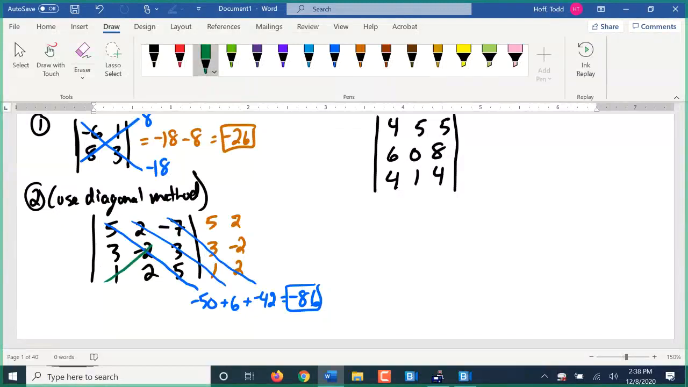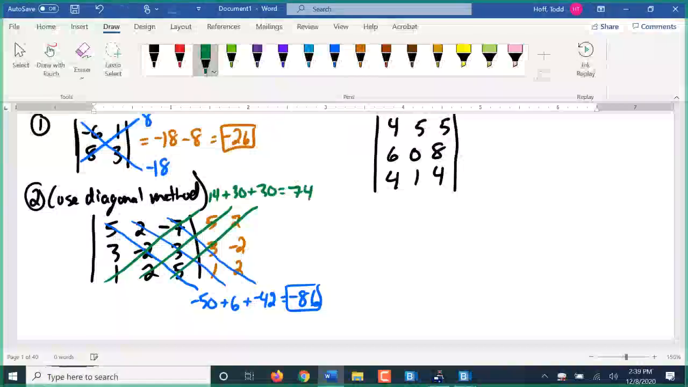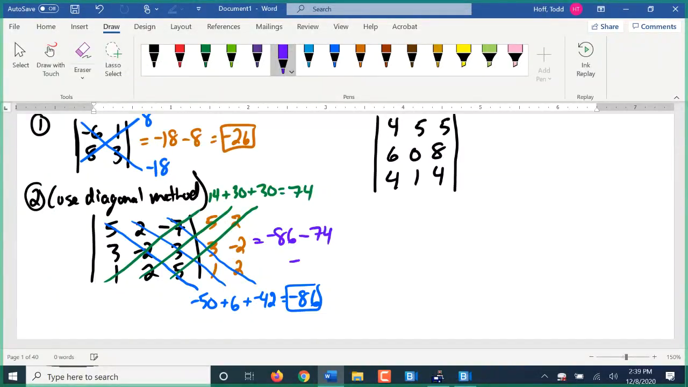Going up, we have 1 times -2 times -7 is 14. Plus 2 times 3 times 5 is 30. Plus 5 times 3 times 2 is also 30. That's a positive 74. So this determinant is -86, my down diagonal products, minus the up diagonal products, positive 74. That is a -160, that is the determinant.